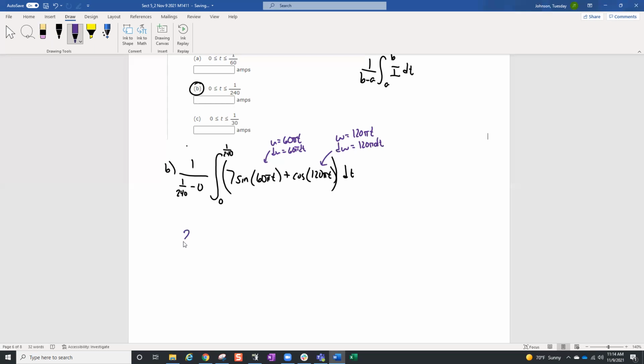This is 240. 1 over 240 minus 0 is 1 over 240. The reciprocal of the reciprocal of 240 is 240. How am I going to do this? I'm going to do this like I would actually do it. 240 out in front. I'm going to multiply it by some stuff. Now, that 7 is going to stay there. The antiderivative of sine is negative cosine.